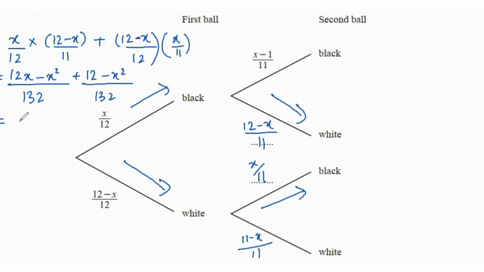So that's going to be (24x minus 2x squared) over 132, which can be simplified to (12x minus x squared) over 66.